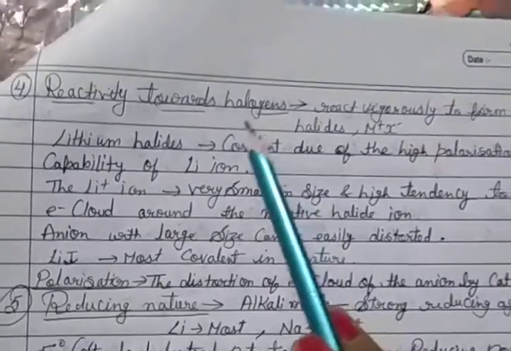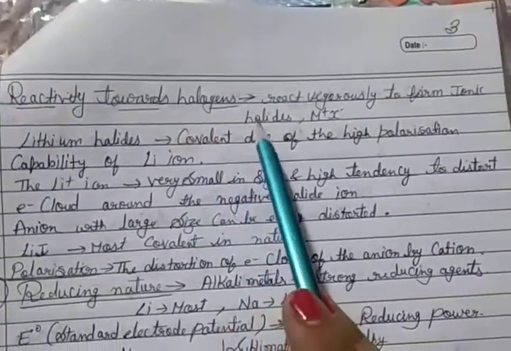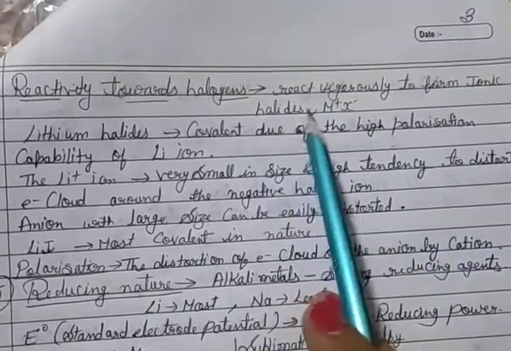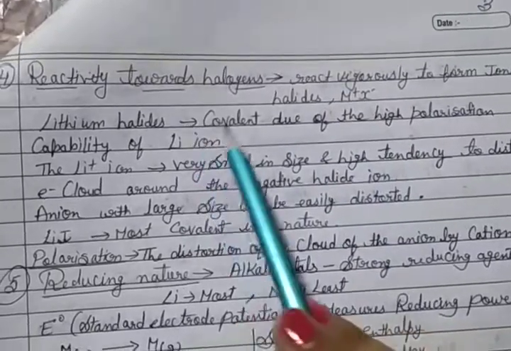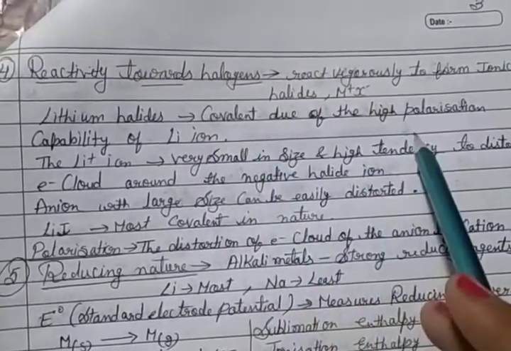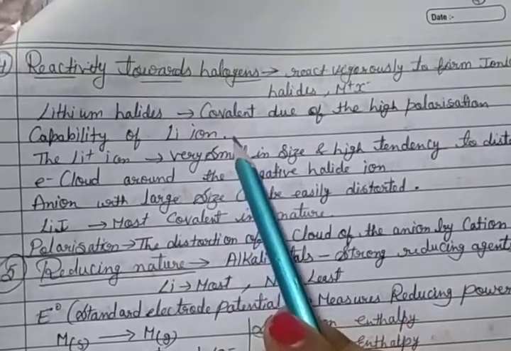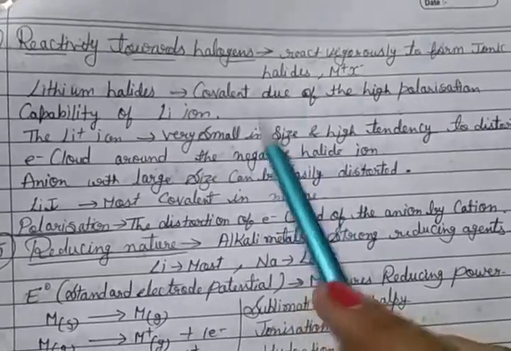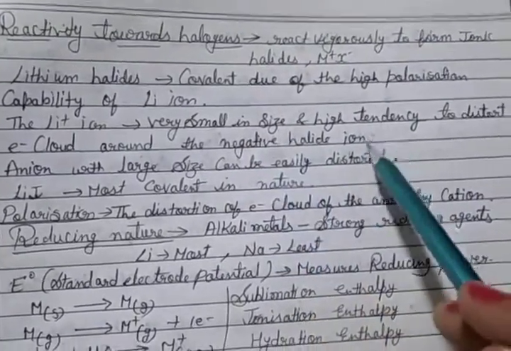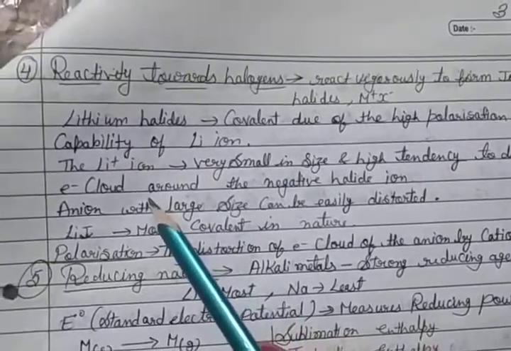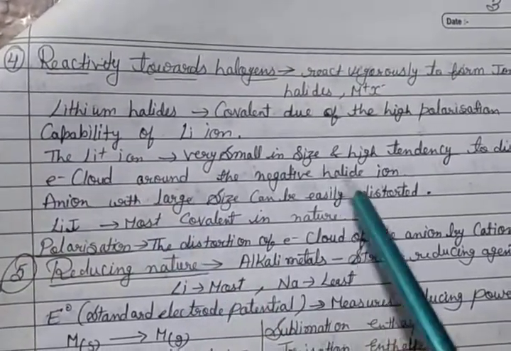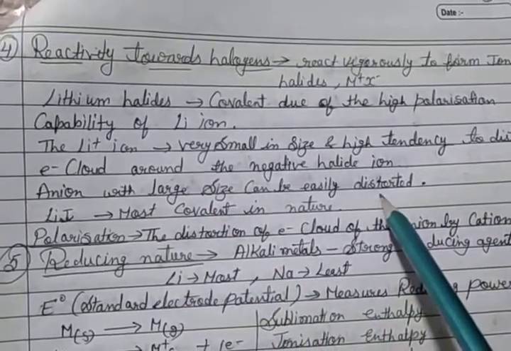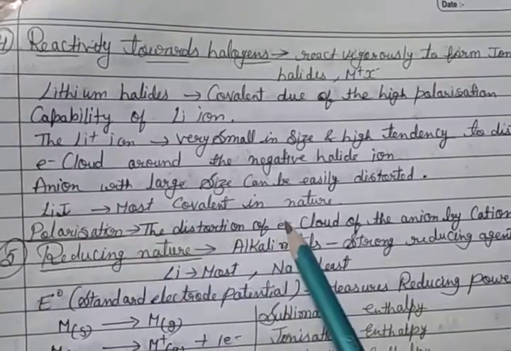Then the fourth chemical property, reactivity towards halogens. They react vigorously to form ionic halides M plus X minus. Lithium halides are covalent due to the high polarization capability of the lithium ion, which is very small in size and has a high tendency to distort the electron cloud around the negative halide ion. An anion with large size can be easily distorted, so lithium iodide is the most covalent in nature.